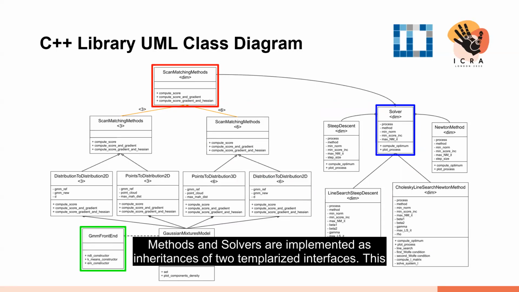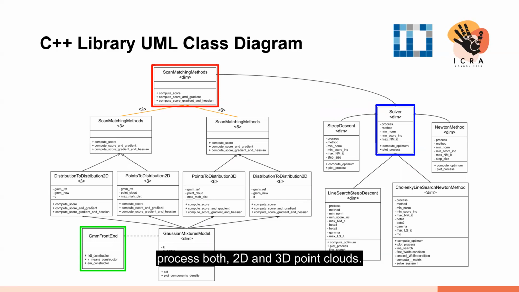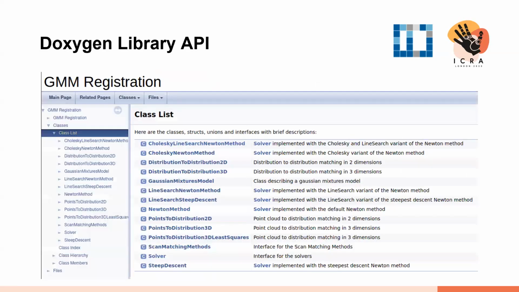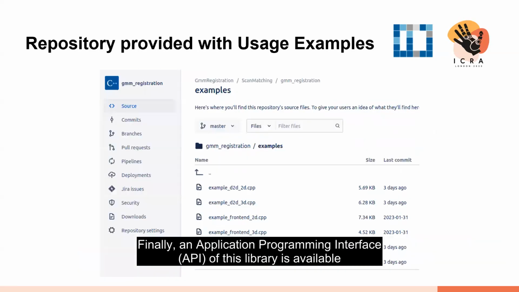Registration methods and solvers are implemented as inheritances of two templatized interfaces. This design lets the library grow modularly with other front-ends, methods, and solvers as needed, and can process both 2D and 3D point clouds. Finally, an application programming interface of this library is available, and several usage examples are provided in the library repository.